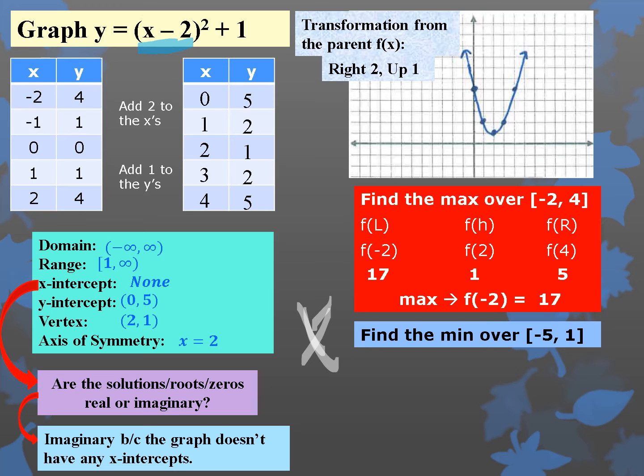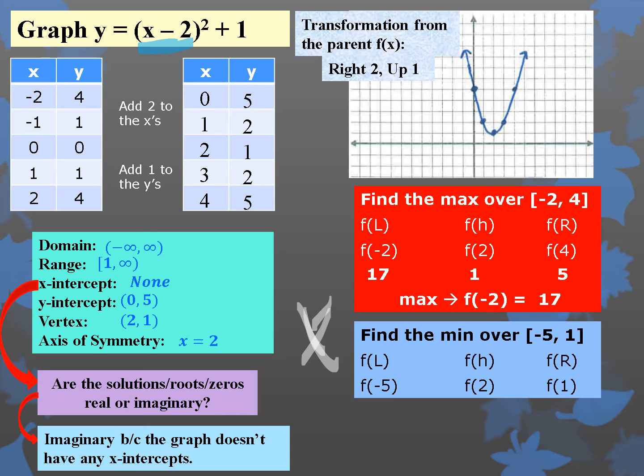Okay, well, what if I ask you to find the min over -5 to 1? Well, guess what? Still going to have to do f of L, f of h, f of r. So I know my left is -5, and my right is 1. My h is still 2 because we're still using the same equation. So I look and I say, okay, is 2 in between -5 and 1? No. 2 is not on the number line between -5 and 1. So we don't have to take him into our calculations. We're just going to work with -5 and 1.